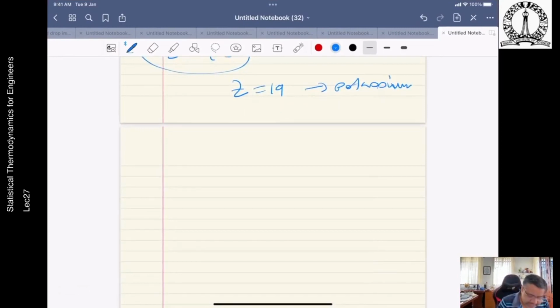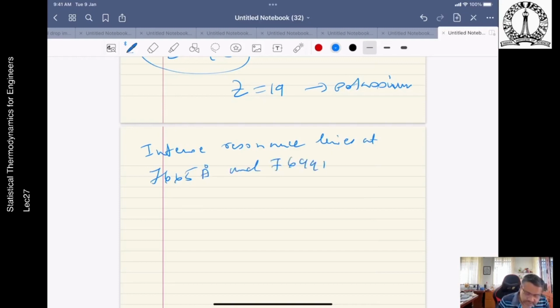Okay, so just writing down a few things. You can see intense resonance lines at 7665 angstrom and 7699 angstrom. Even at low potassium concentrations, these lines are available.